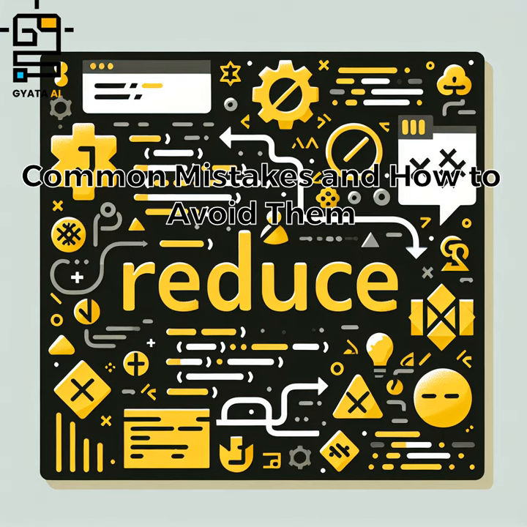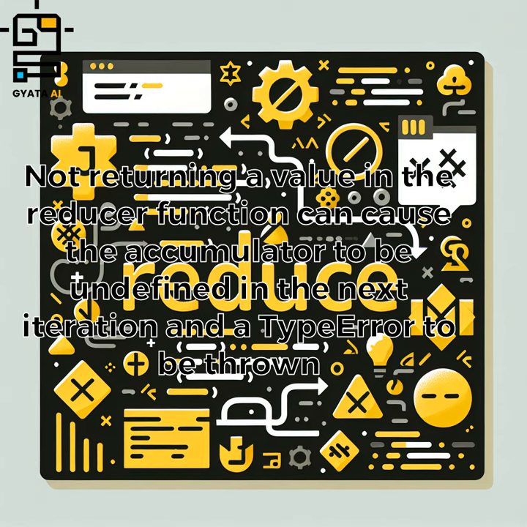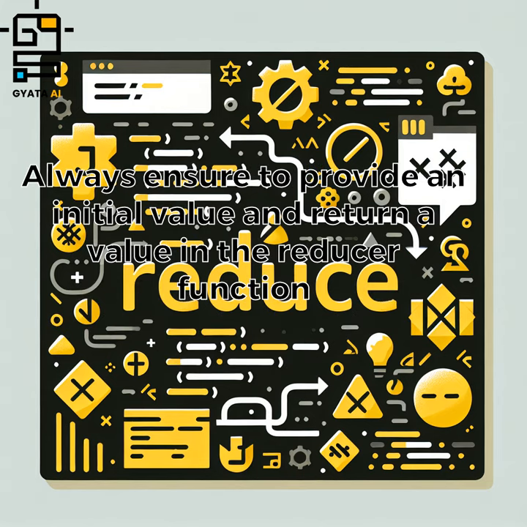Common mistakes and how to avoid them. Forgetting to provide the initial value can lead to unexpected results. Not returning a value in the reducer function can cause the accumulator to be undefined in the next iteration and a type error to be thrown. Always ensure you provide an initial value and return a value in the reducer function.